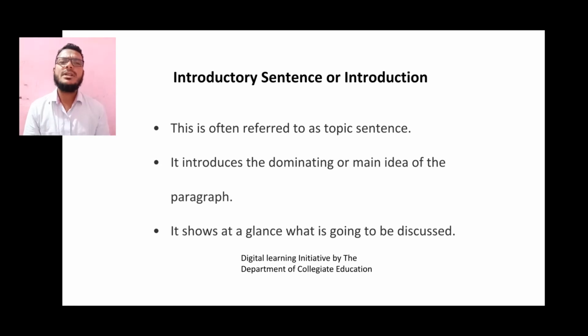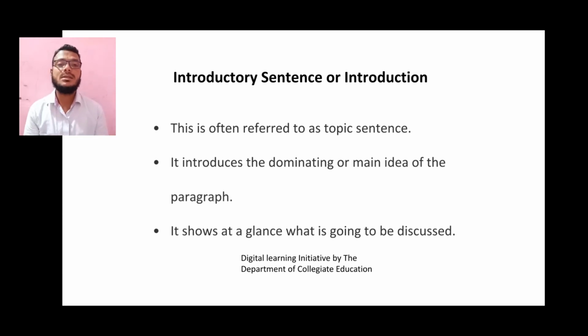This is often referred to as a topic sentence. Topic sentence. Today I am going to speak about mobile phones. See, this should be the introductory sentence of the paragraph. It introduces the dominating or main idea of the paragraph. We should not speak about the advantages and disadvantages in the beginning of the paragraph itself. When we are beginning the paragraph, there should be an introductory statement. We should state the dominating or main idea of that paragraph.